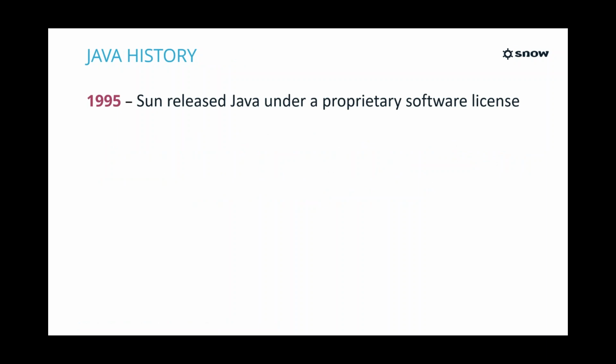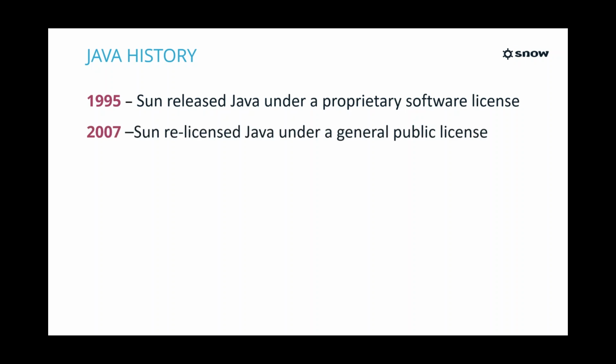As we all know, Java is one of the most popular programming languages in the world, with millions of Java-based applications created and many more applications that won't work without having Java installed. When Sun first released Java in 1995, it did so under a proprietary software license, but in 2007, Sun relicensed Java under a general public license to make Java free to all under an open source model.